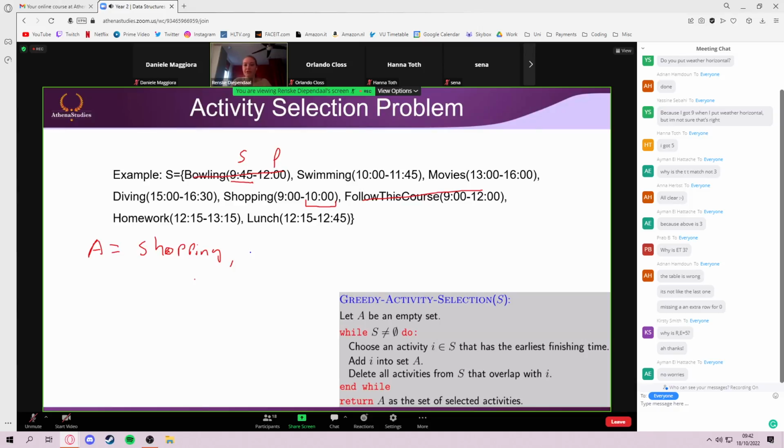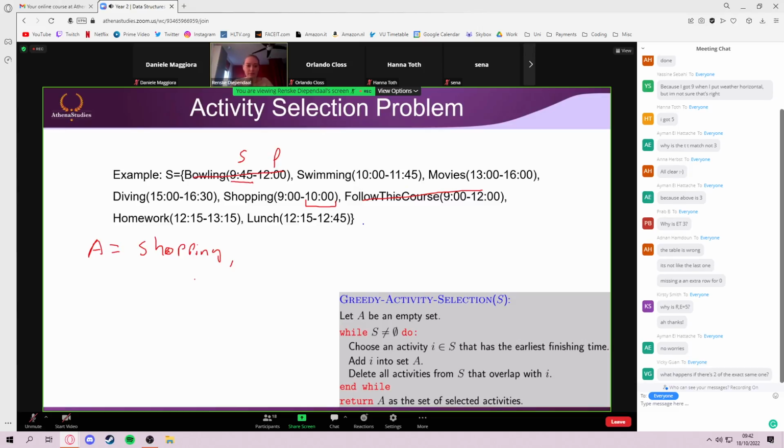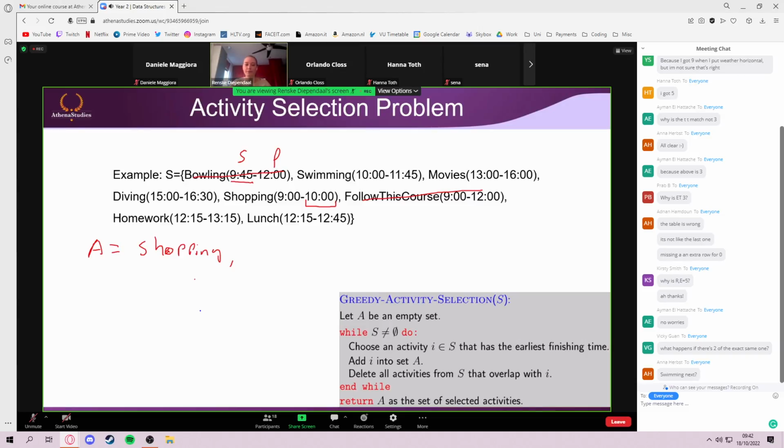So then we move on, we check for all the activities that we still have left, what is going to be our next earliest finish time. What happens if there's two of the same exact one? If they both have the same finish time, it doesn't really matter which one you pick. That's still going to be both one activity, whether you pick the left one or the right one. So yeah, the number of activities is going to be the same no matter which one you pick, so it's all fine.